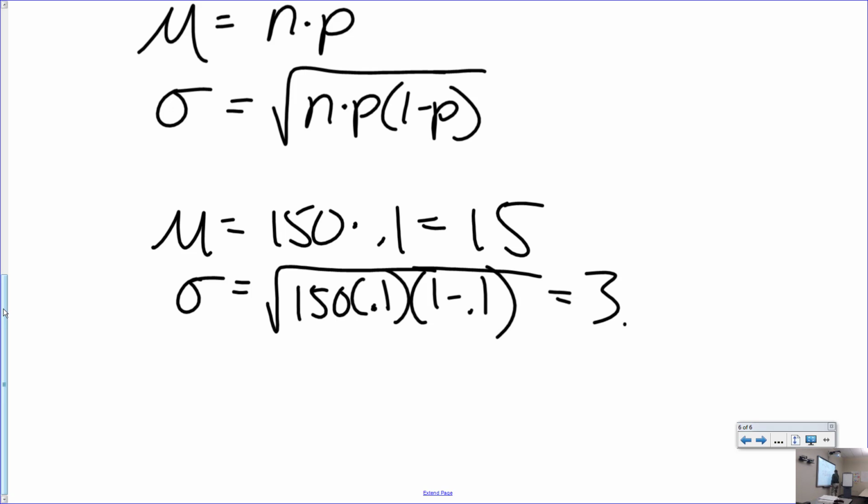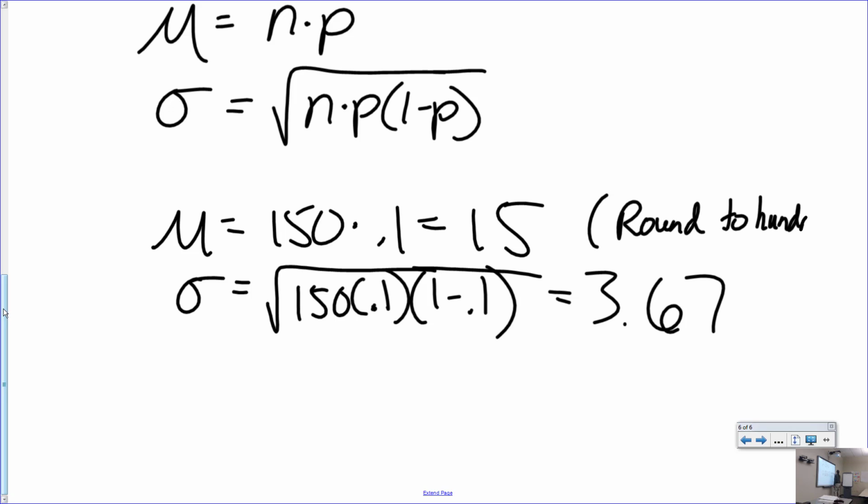3.674. Let's, for simplicity's sake, say we just round to the hundredths. Note, if I asked you to do one of these problems, I would tell you where to round your standard deviation to, okay? Because there's no standard set guideline for this. You could go 3 decimal places, you could go 4, you could go 2. Kind of depends on how nitpicky you want to be.